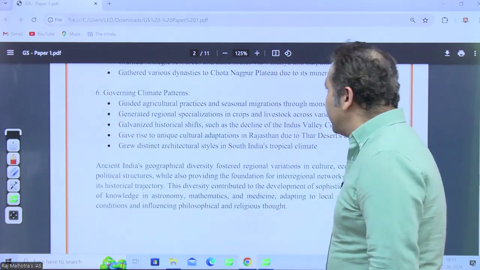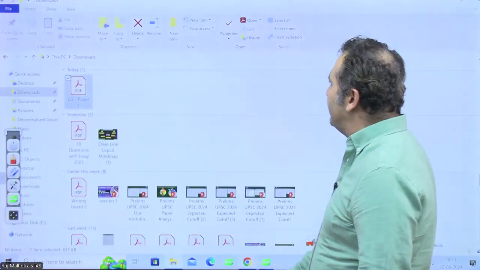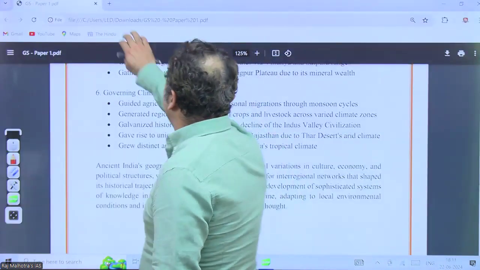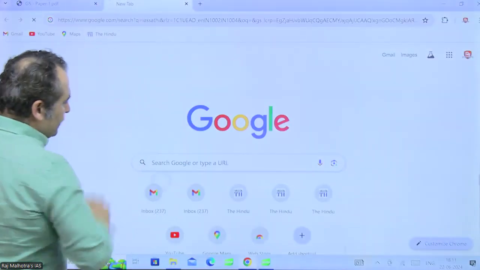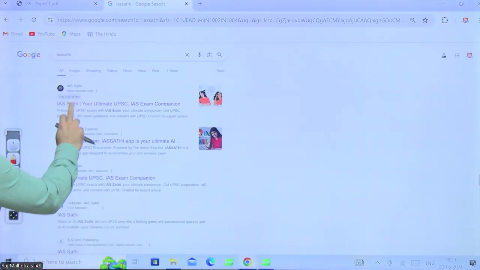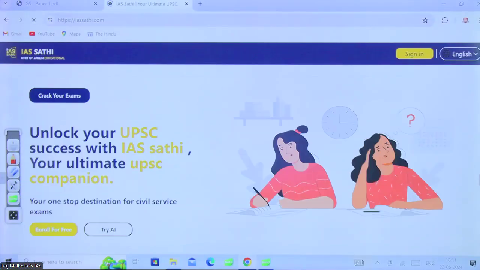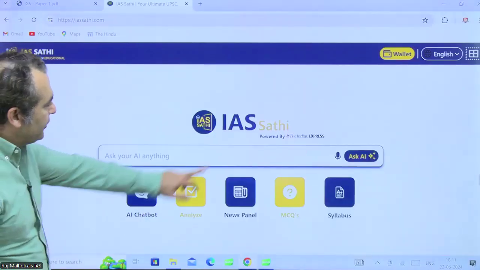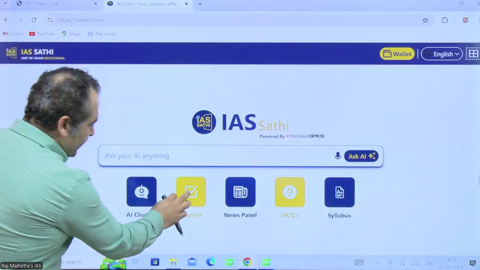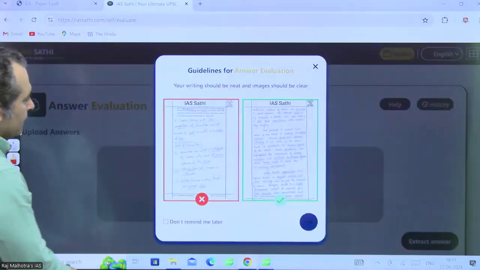I will show you another answer, but before that, as I promised you, I will show you something more. So here it is, something more for you. Now, guys, go on our site IAS Sathi. This is our new app. It is powered by Indian Express newspaper. There is an analyze tool here, right?